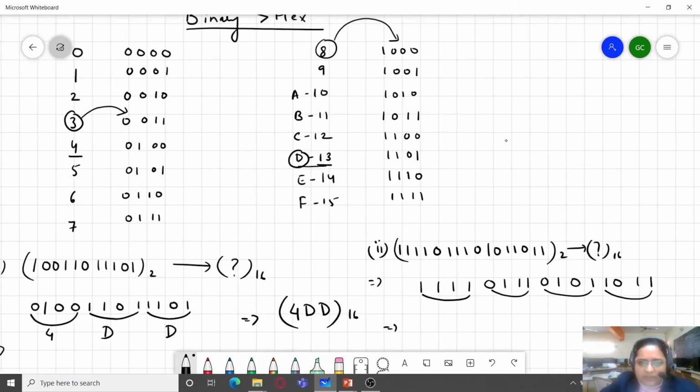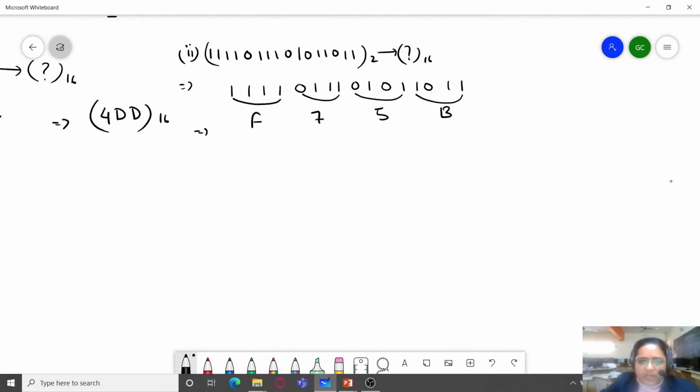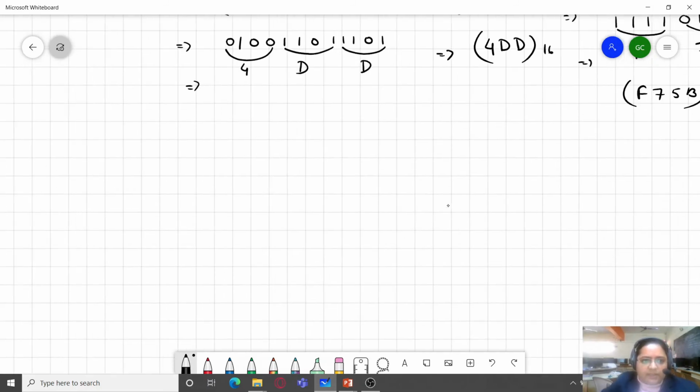So you can see here, firstly we have 1111, which is the digit F. Then 0111, which is 7. Then 0101, which is 5. And 1011, which is 11, and we will write B for that. So our hexadecimal number now is F75B. Let's see the next one.